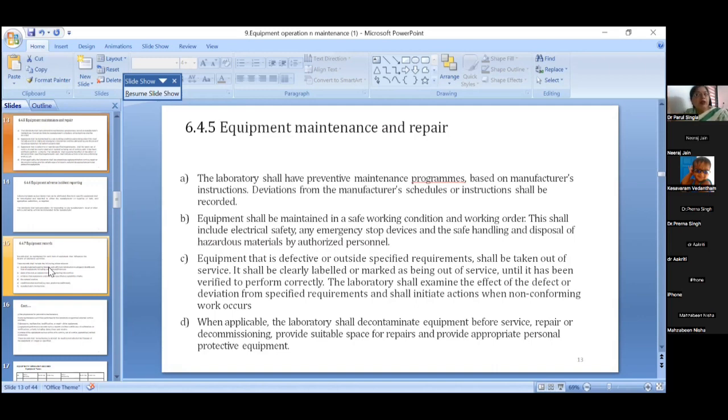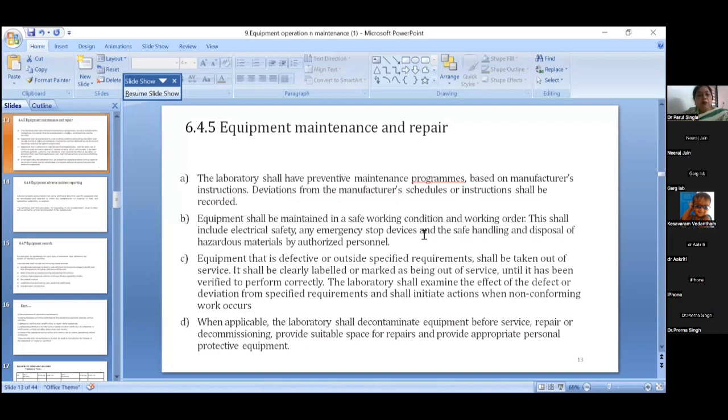It's PM due on this, PM done on this and due on this, next PM. Along with that, it's calibration. So equipment shall be maintained in a safe working condition and working order. All the time, equipment should be in a safe working condition. This shall include all kinds of safety, electrical safety, any emergency stop devices, safe handling, and disposal of hazardous materials related to that equipment should be by the authorized personnel.